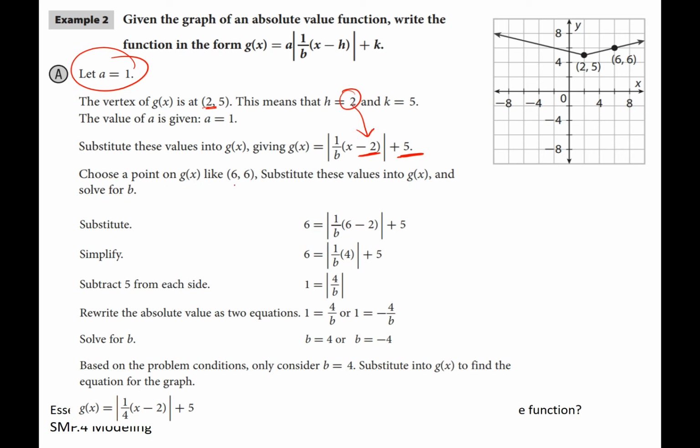Choose a point on g of x like 6, 6. So they're going to give you the graph. You're going to pick a point off the graph. So they say 6, 6. They want us to substitute these values into g of x and solve for b.